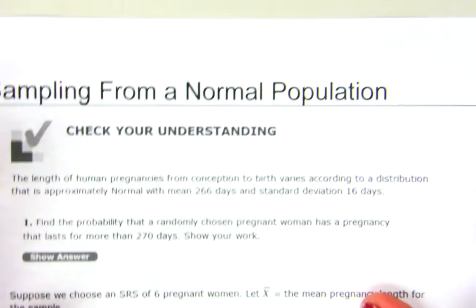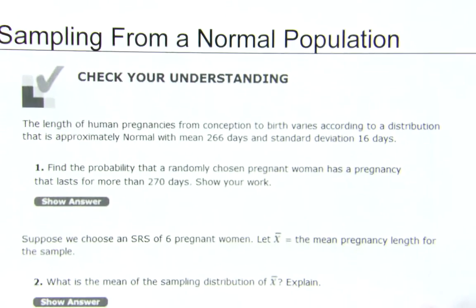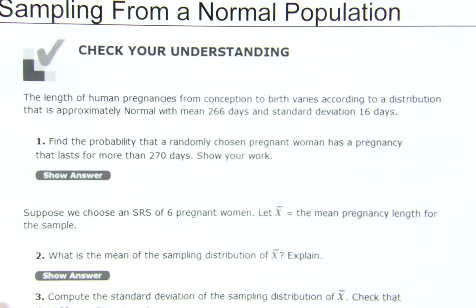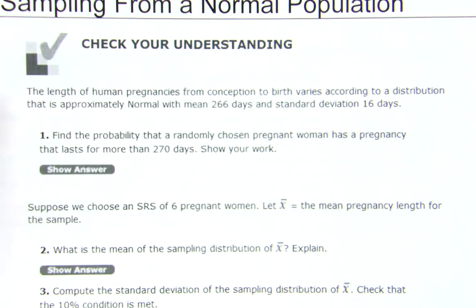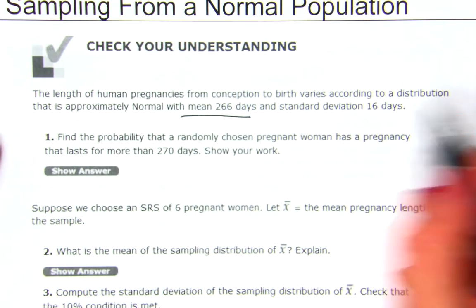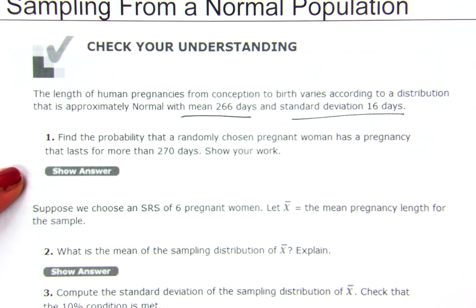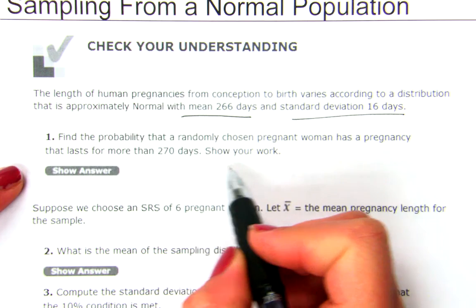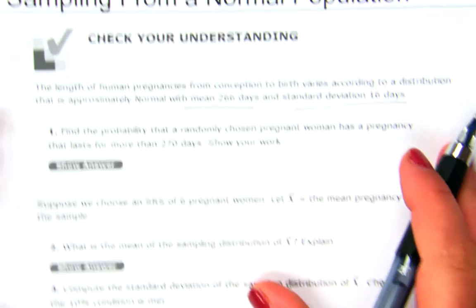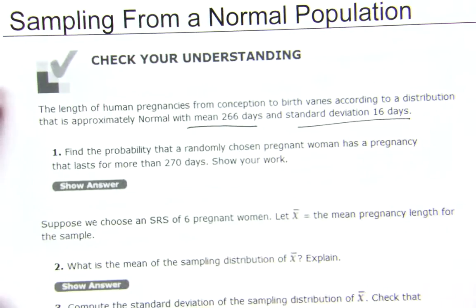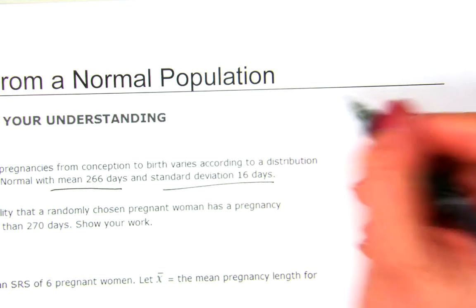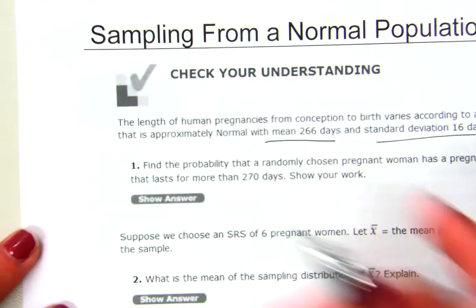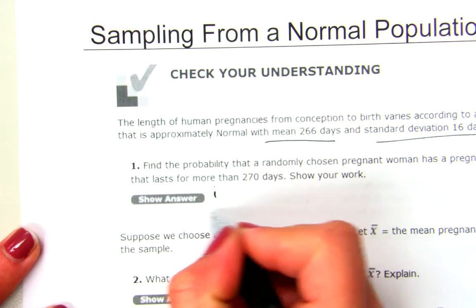So sampling from a normal population, the length of human pregnancies from conception to birth varies according to a distribution that is approximately normal, with a mean of 266 days, standard deviation of 16 days. Find the probability that a randomly chosen pregnant woman, so singular, right, has a pregnancy that lasts more than 270 days. Show your work. Okay, you can do this on your own. It's not that big of a deal.